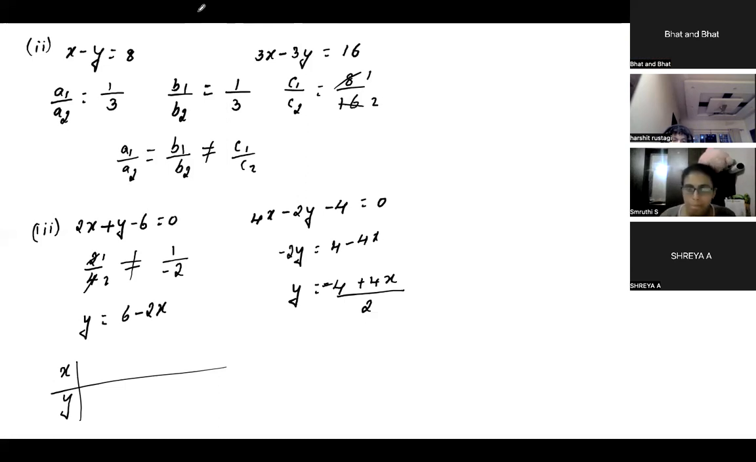Mom, I still didn't understand. Why do we randomly take x's value? I didn't get that one. Yeah, we randomly take x value. It is because if you substitute the value for x, you will get the value for y. We have to take in such a way that we don't get any fractions. Okay. Understood?